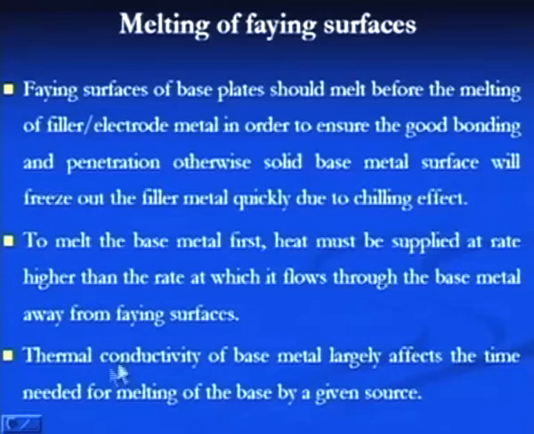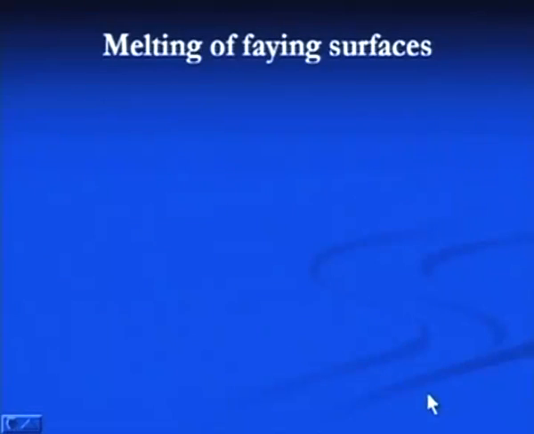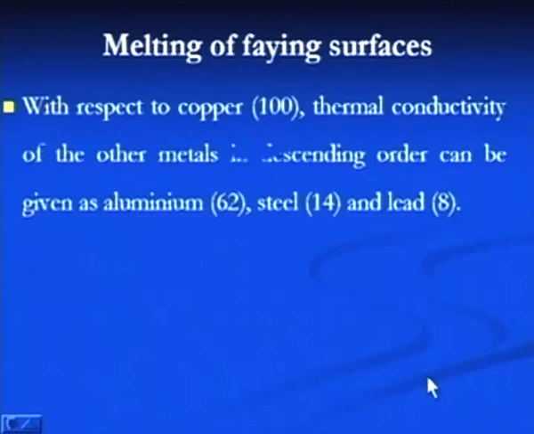If heat is supplied at a rate higher than the rate at which it is transferred away from the faying surfaces. In transferring the heat away from the faying surfaces, thermal conductivity of the base metal significantly affects the time needed for melting of the base metal. Higher the thermal conductivity, longer the time required for bringing the base metal to the molten condition.